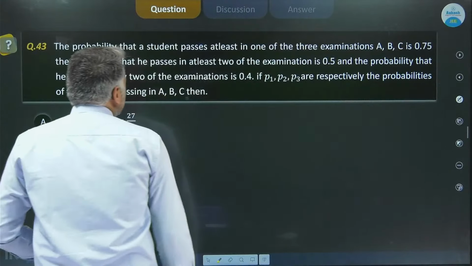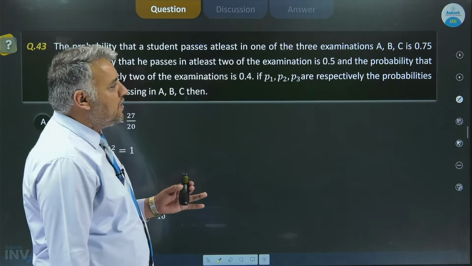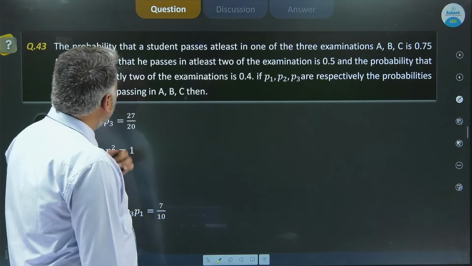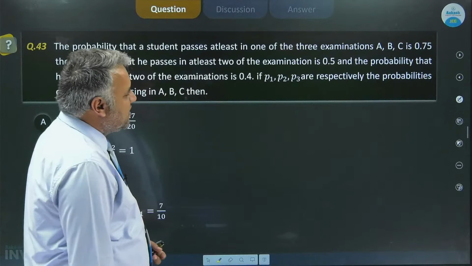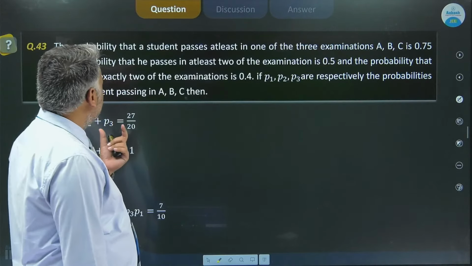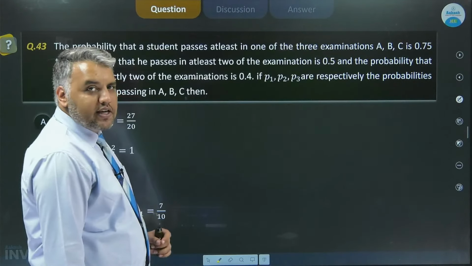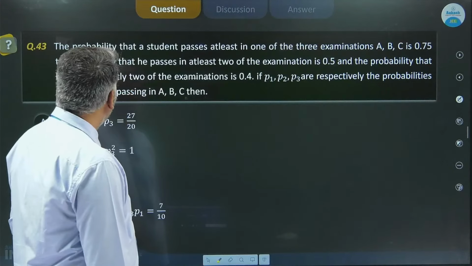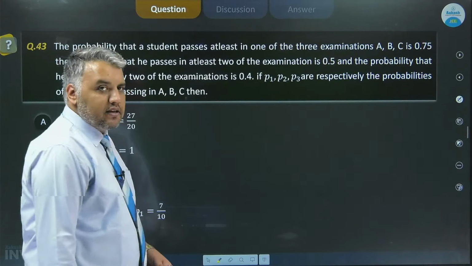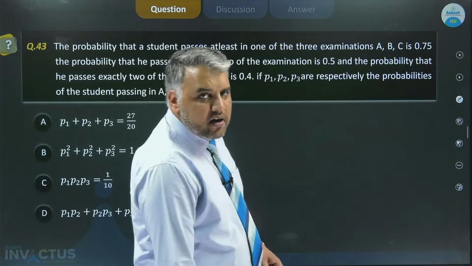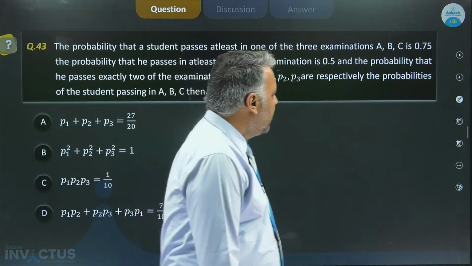The probability that a student passes at least one of the three examinations A, B, C is 0.75. The probability that he passes at least two of the examinations is 0.5. And the probability that he passes exactly two of the examinations is 0.4. If P1, P2, P3 are the respective probabilities of the student passing in A, B, C, then we have to check some relations between P1, P2, P3.